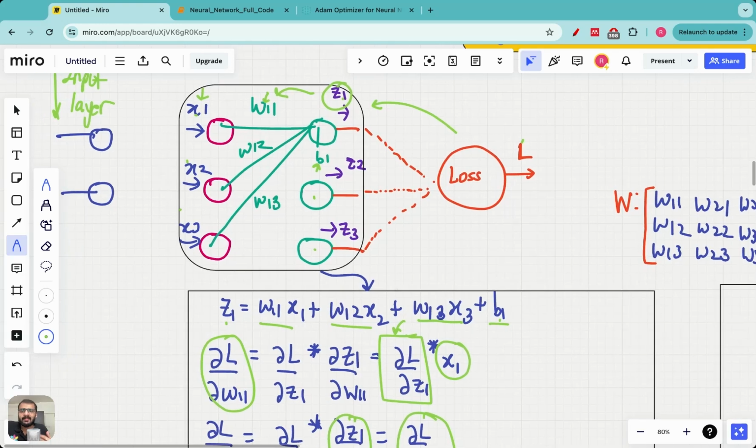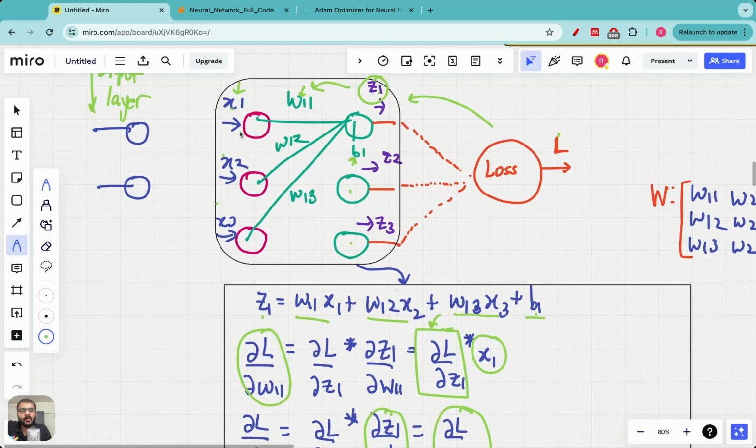Now, why am I telling you to find the partial derivative of loss with respect to the layer inputs? The reason is that the partial derivative of loss with respect to the inputs of this layer will be the partial derivative of loss with respect to the outputs of the previous layer. So remember that there is another layer before this layer, and the output of that layer is x1, x2 and x3. To find the partial derivative of loss with respect to the weights and biases of that layer, we will need the partial derivative of loss with respect to x1, x2 and x3.